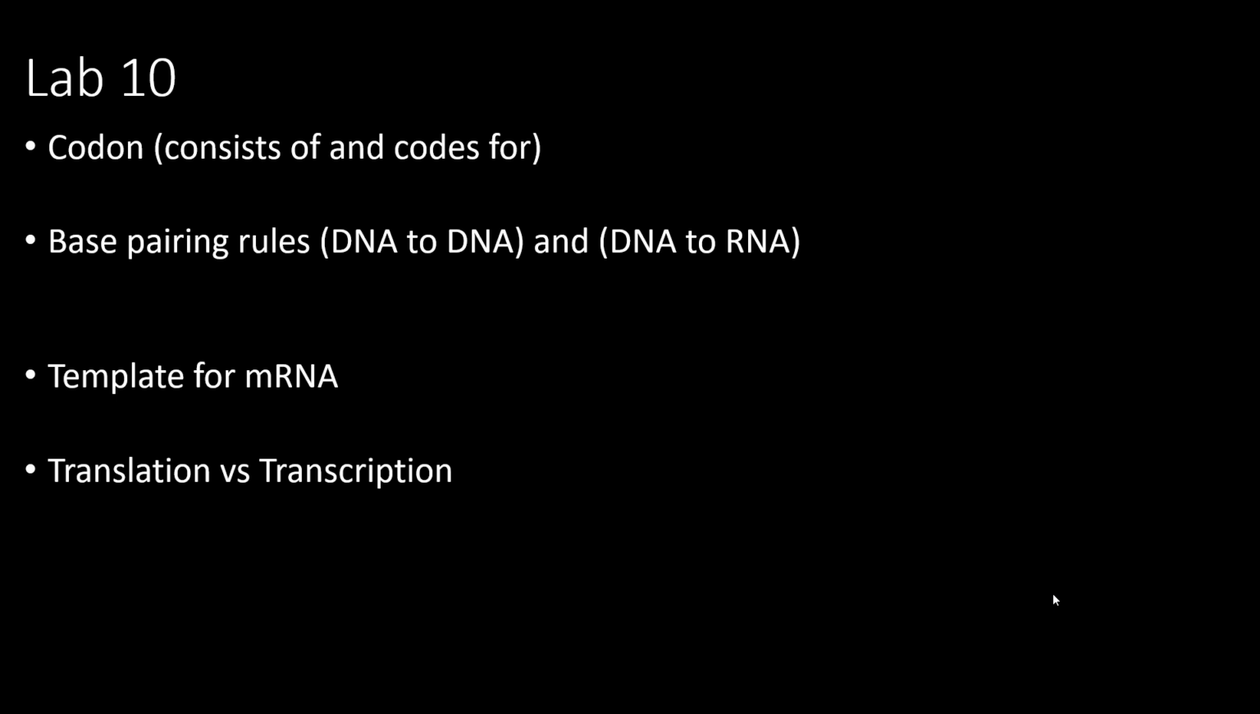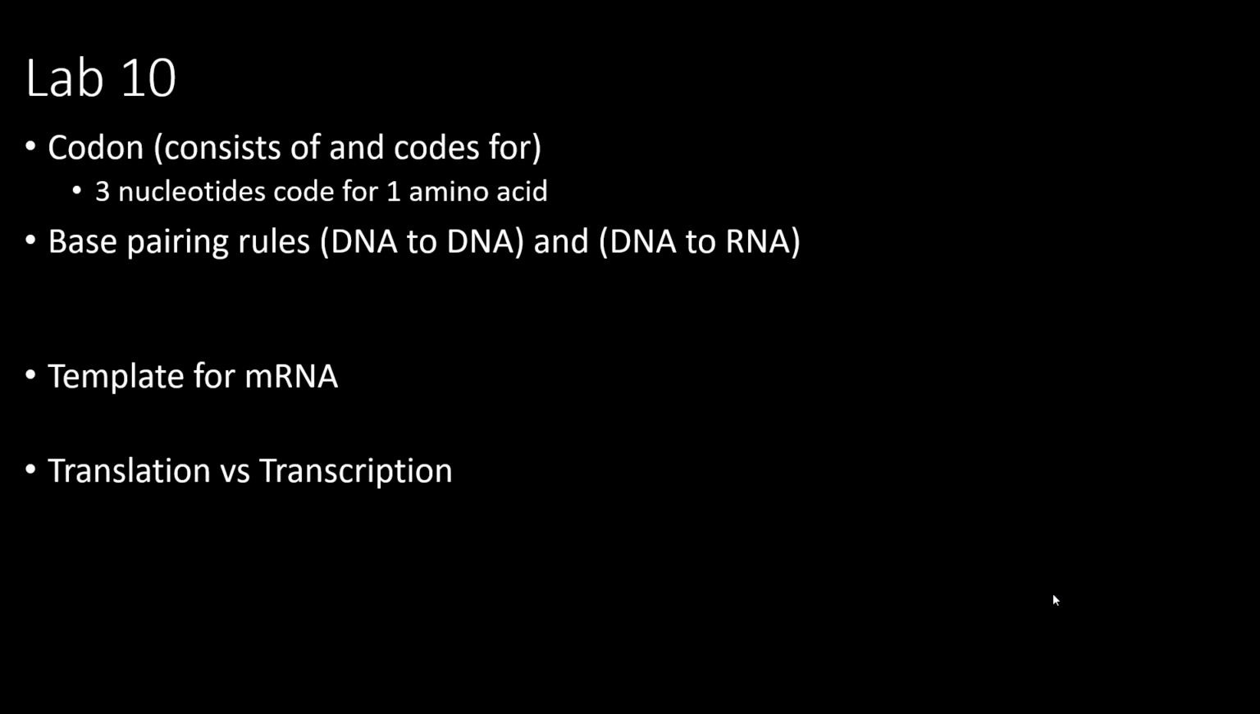All right, last but not least, let's look at lab number 10. When we're looking at lab number 10, we do have the codon. The codon consists of a number of nucleotides, and this number is 3. So they do have 3 nucleotides, and those nucleotides code for 1 amino acid. So make sure you know a codon has 3 nucleotides, and it codes for 1 amino acid.